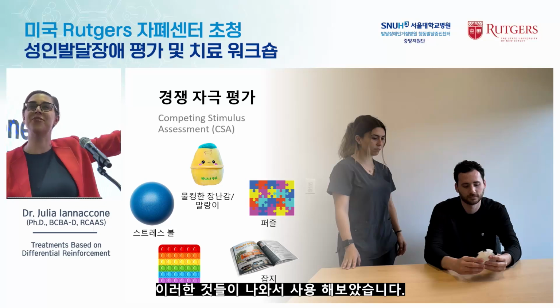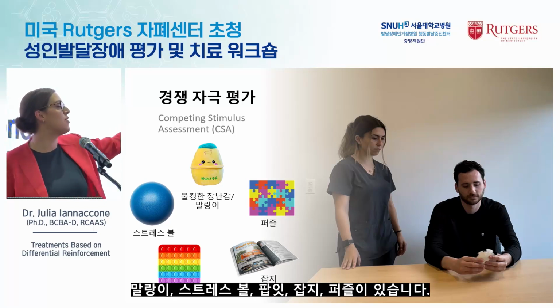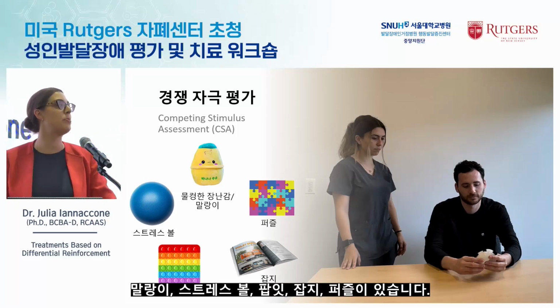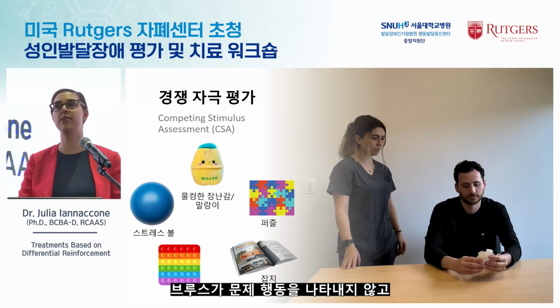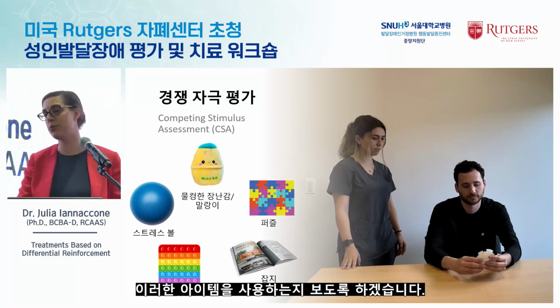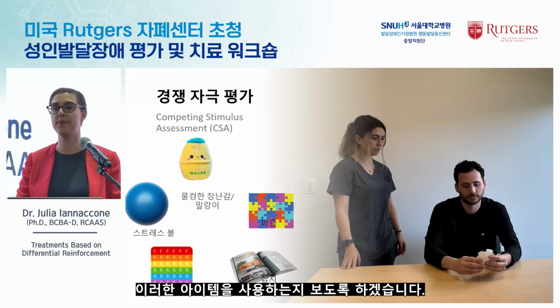So that's actually a stuffed plushie. We have a stress ball, we have a poppet, we have a magazine, and we have a puzzle. So we're trying to see, will Bruce engage more with these items and engage in less problem behavior compared to some sort of a no stimulus control condition?